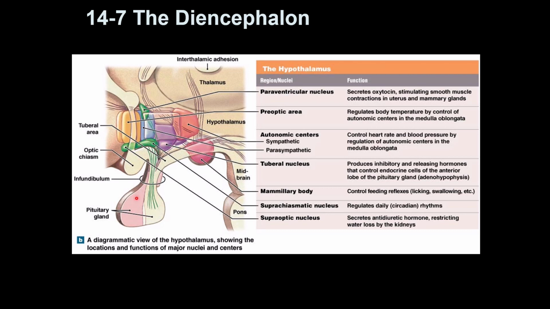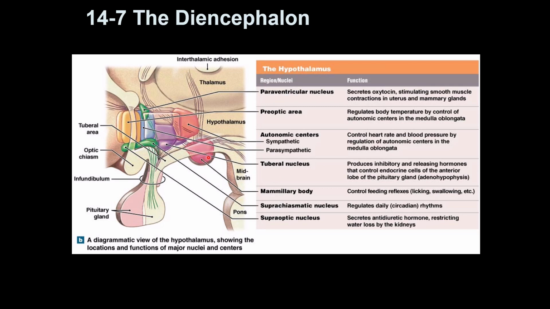The mammillary body is the area that is important for the feeding reflex. So like licking, swallowing, when you have, for example, an ice cream, you don't think about it, you just continuously do it, or when you're eating something, you continuously bite and swallow, and you don't think about it, but this is the one that is responsible for it. And Korsakoff syndrome actually affects the mammillary body.